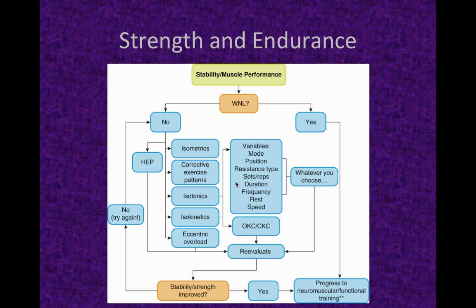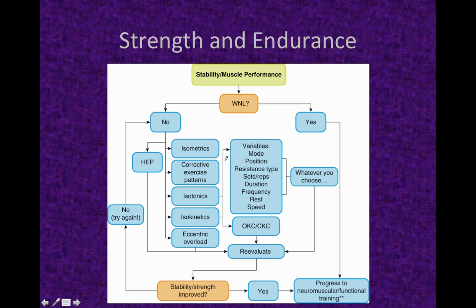I'm going to peek at the flow chart here for a second. So here's our question: is stability and muscle performance within normal limits? If it is, then we go on to more functional training. If not, then HEP, that's your home exercise program, in conjunction with what you're doing with them in the clinic. So I talked about isometrics come first.